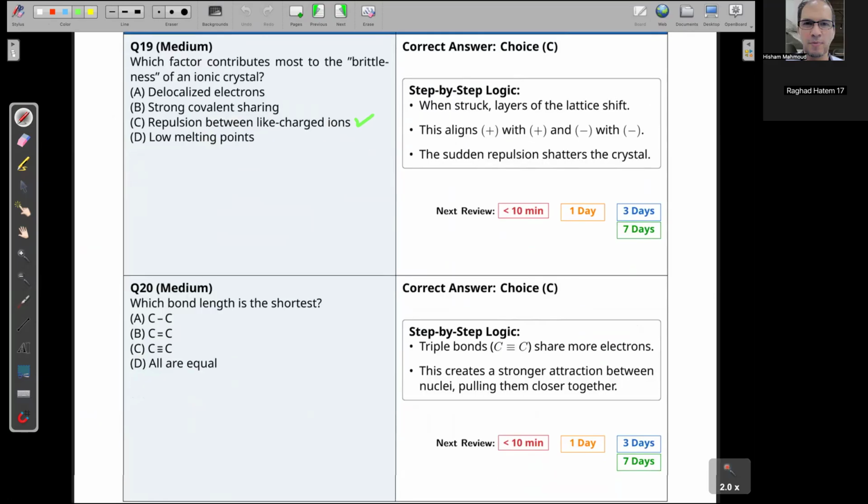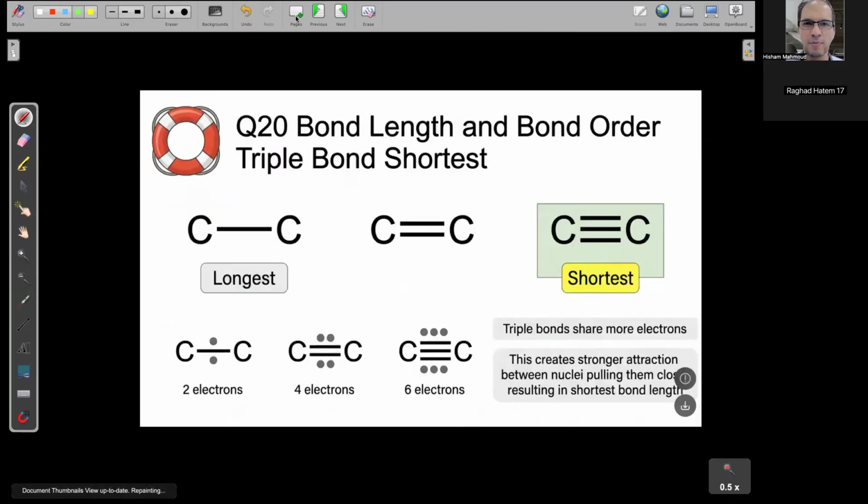Very good. Number 20: which bond is the shortest bond? The shortest is the strongest, right? And the strongest is which one? The triple bond. Excellent. So the triple bond is the strongest bond.